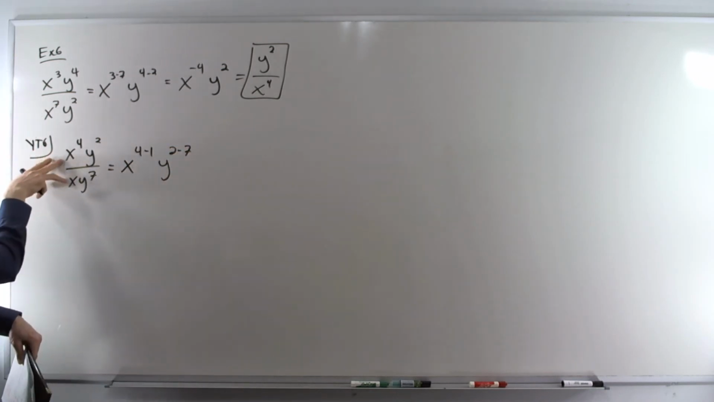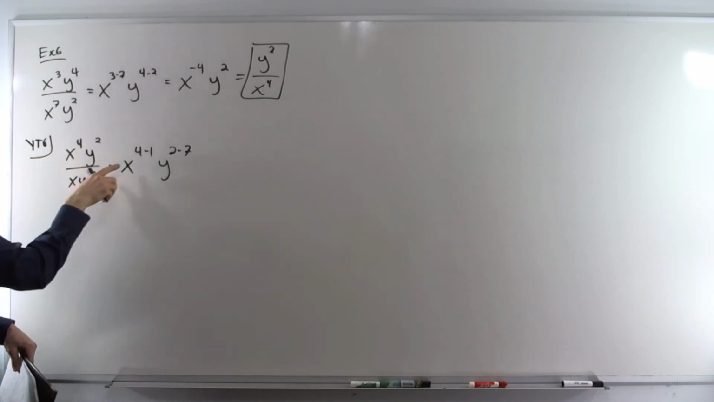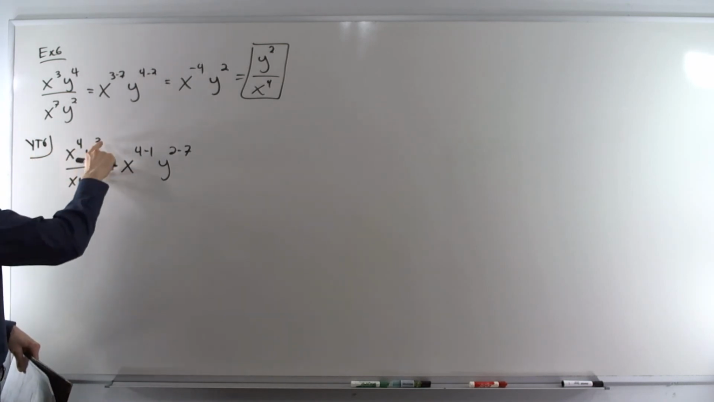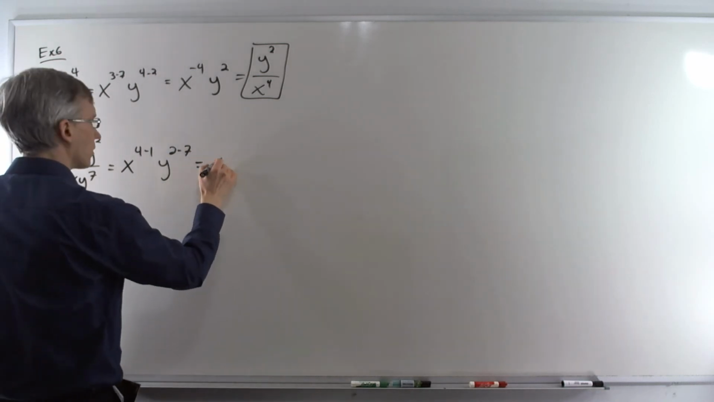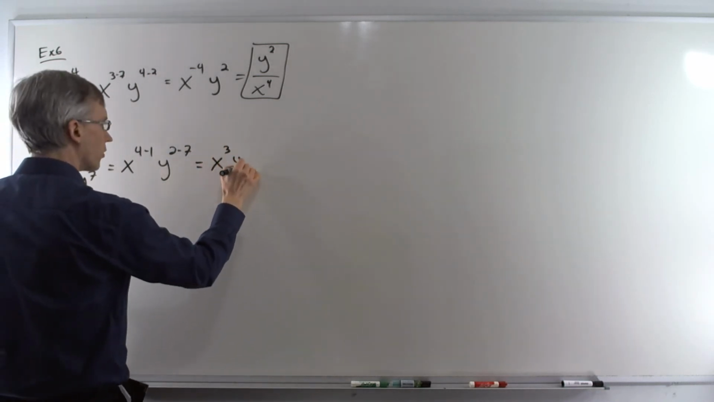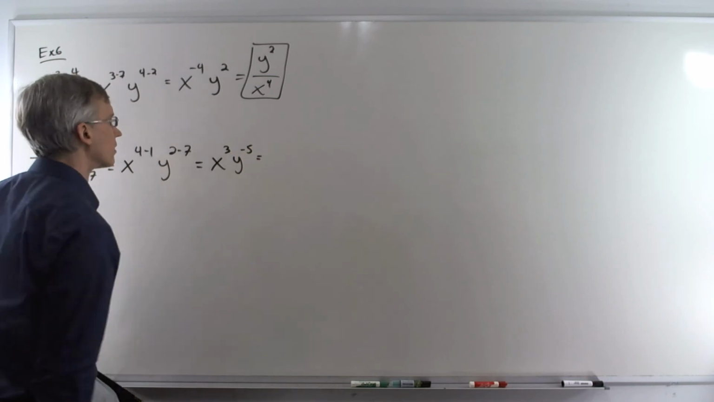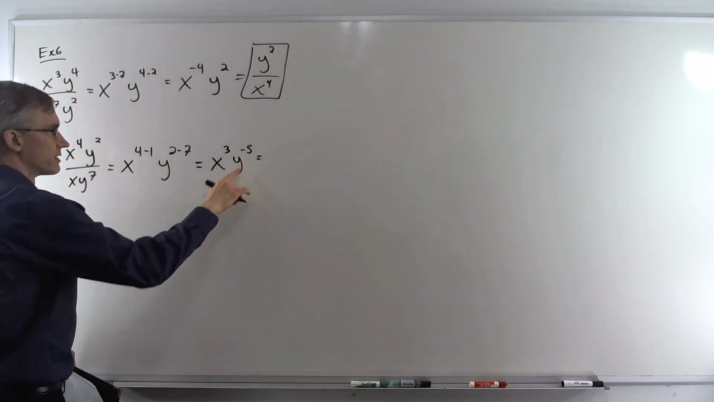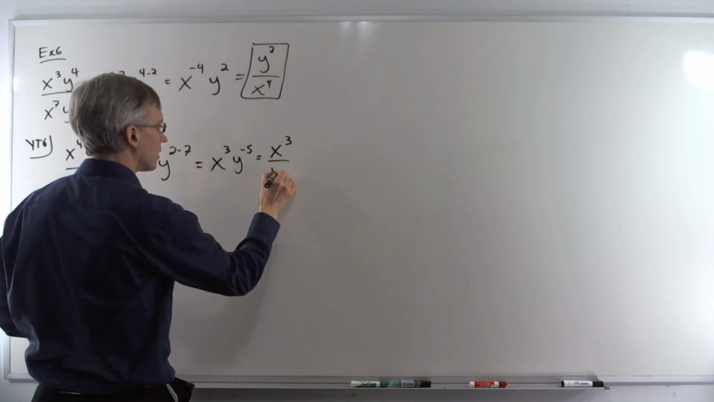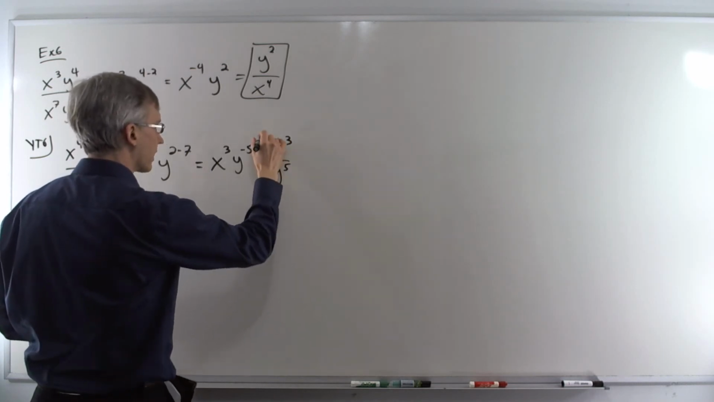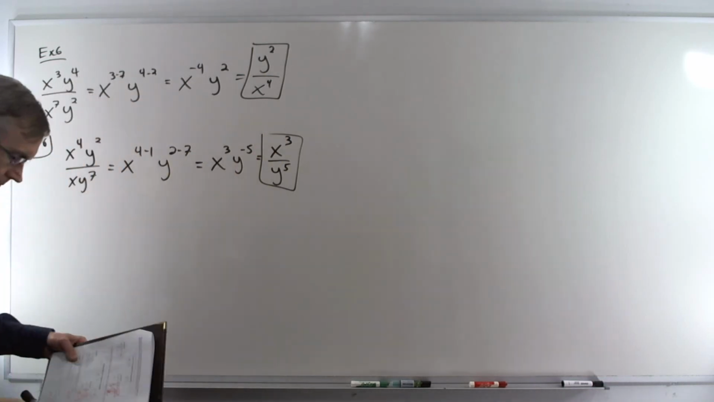Combine the x bases, we have 4 and 1, so x to the 4 minus 1. The y bases 2 and 7, so that's 2 minus 7. X to the 3rd, y to the negative 5th. And finally, we'll move this to the denominator, keeping the x to the 3rd on top. Turning that exponent positive, we get x to the 3rd over y to the 5th.